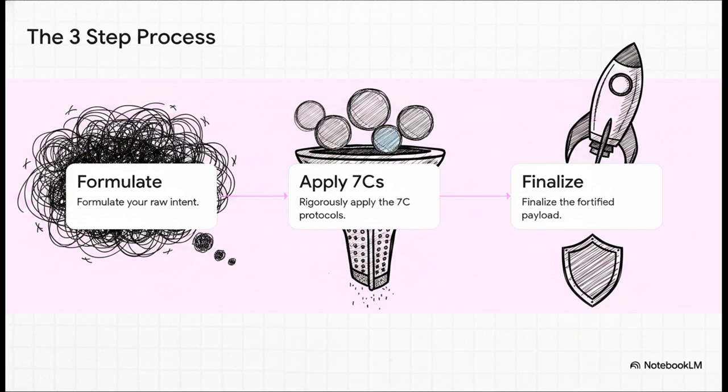Step 2, you rigorously apply those 7 C protocols we just talked about, effectively filtering out all the fluff and ambiguity. And step 3, you finalize your fortified payload. A master communicator deliberately engineers their intent, using these specific steps before they ever open their mouth or type a single word. Really, this is how you stop reacting and start directing.